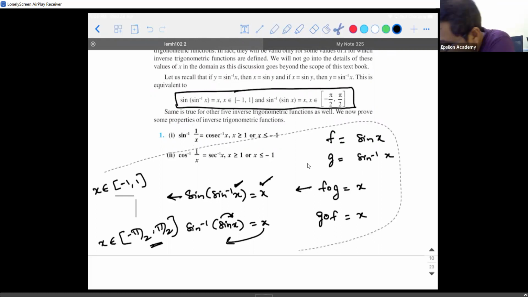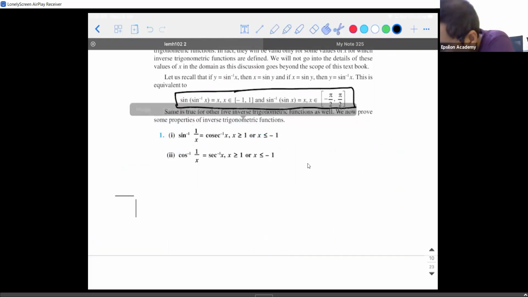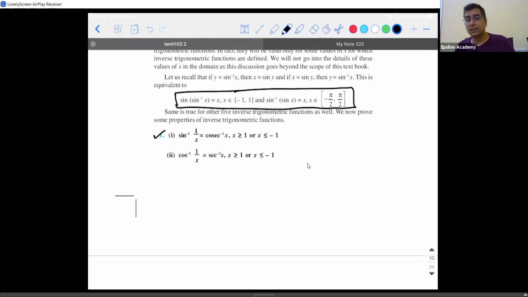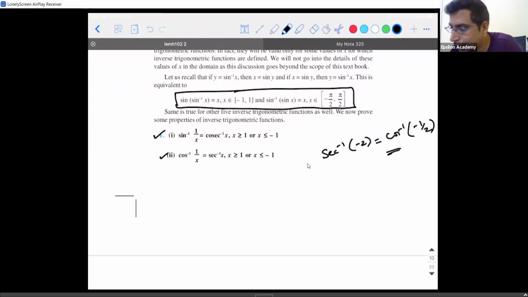Now, the first identity that we are going to see is sine inverse of 1 by x is equal to cosecant inverse of x. Similarly, cos inverse of 1 by x is the same as secant inverse of x. For example, secant inverse of minus 2 can also be written as cos inverse of minus half. That is what they are trying to say. How it is, we will see now.